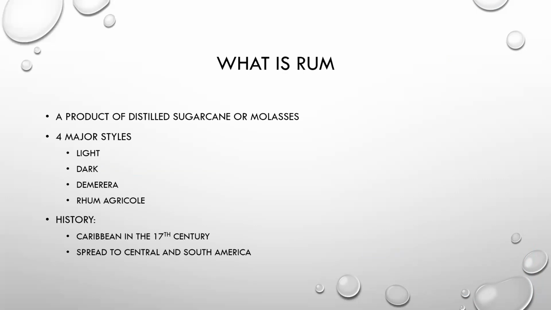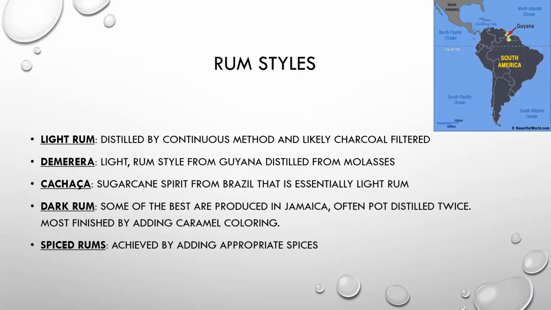And then in the history here, in the Caribbean, it was introduced in the 17th century, and then it spreads to Central and South America, where we'll see a couple of places in particular. I threw in spiced rum too, just because it's a category that we need to recognize, typically achieved by simply adding appropriate spices to it in order to get that spicy flavor out of it. Light rum is more commonly distilled by the continuous method and highly likely to be charcoal filtered at the end of the day. Demerara is basically a light rum that's from Guyana.